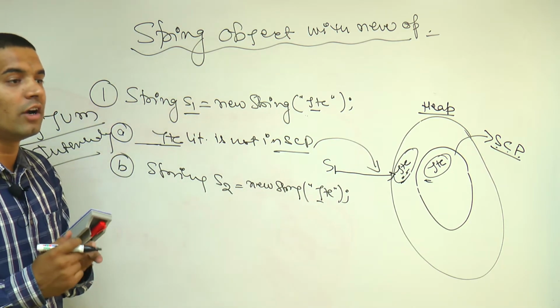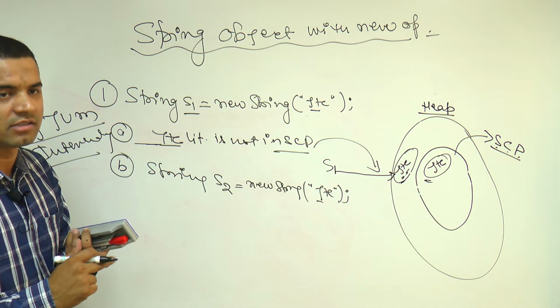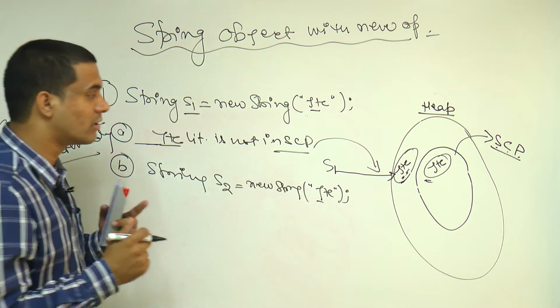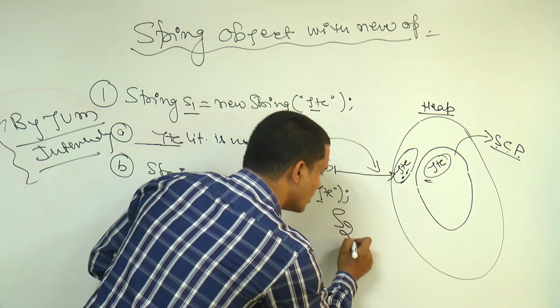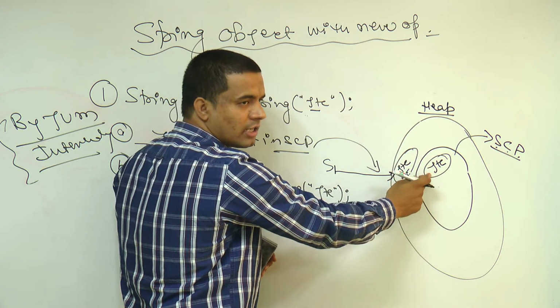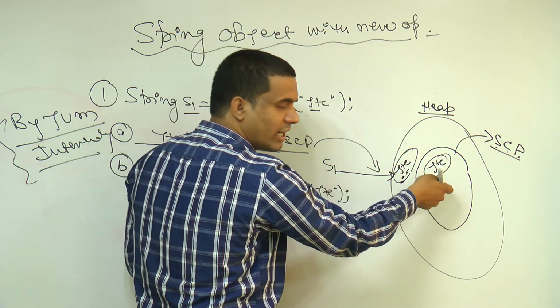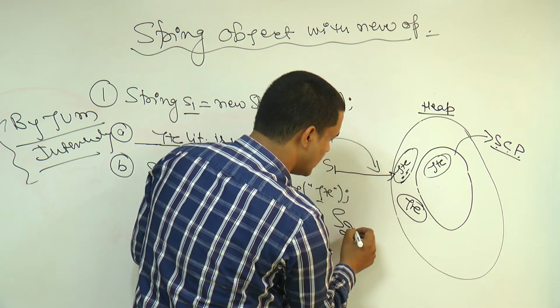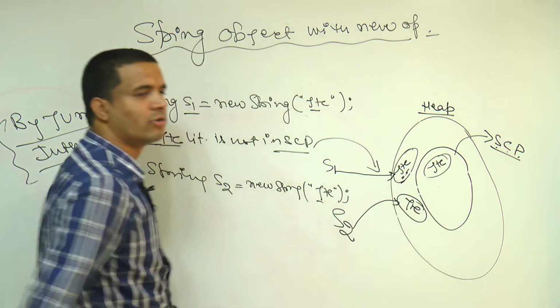This is what we call reusability of the string literals. That is the important point: reusability of string literals. So S2 is going to point, now it will come out of that. JTC is already there inside the string constant pool, so it is not going to create a new literal. It will come out and create one more JTC, and this will point to the one outside.